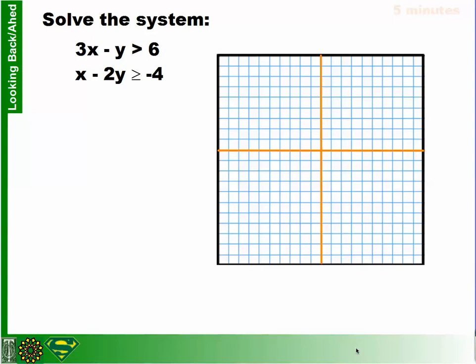So we are going to solve a system of linear inequalities. And the only way to solve a system of linear inequalities is by graphing. So we're going to have to graph these two inequalities in order to solve them. So I'm going to take a look at the first inequality. We have 3x minus y is greater than 6. So I'm going to rewrite this inequality.